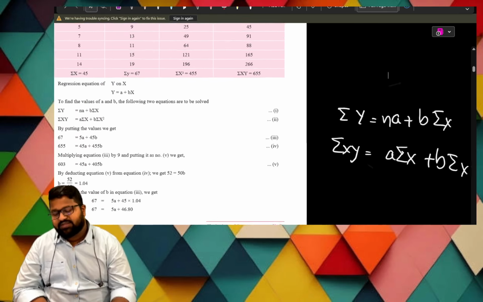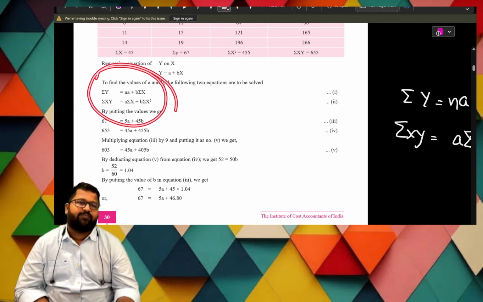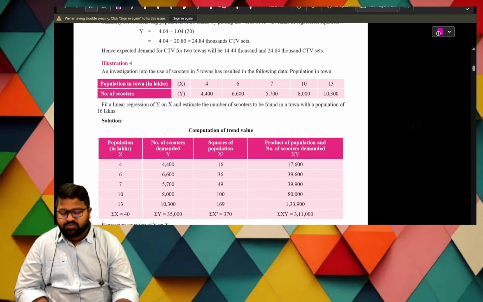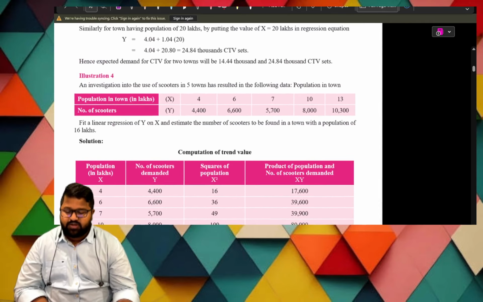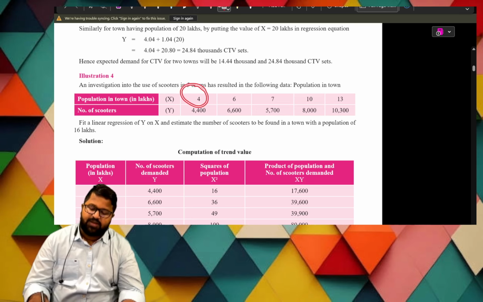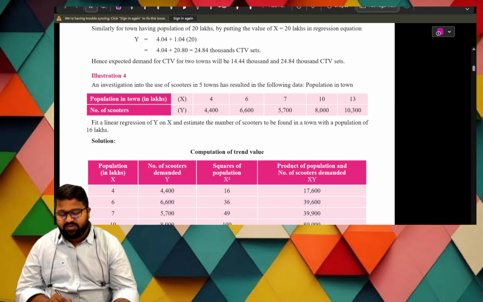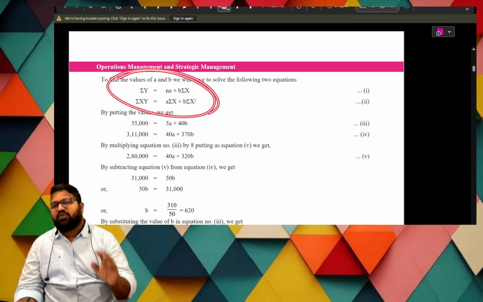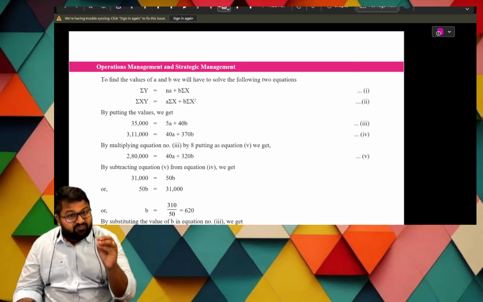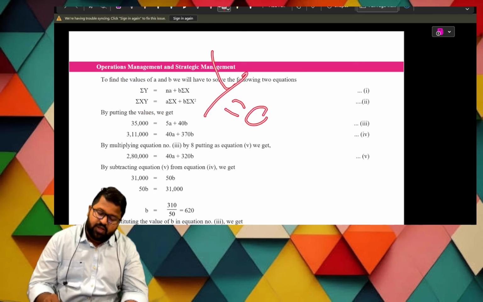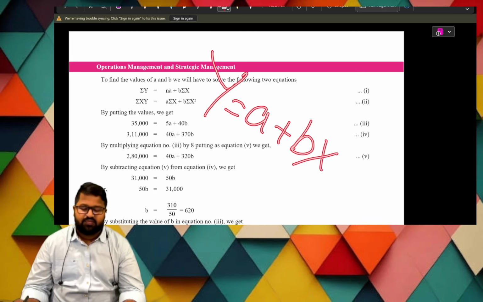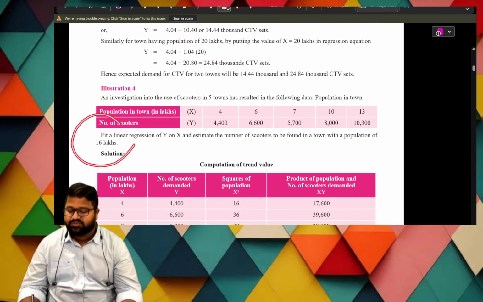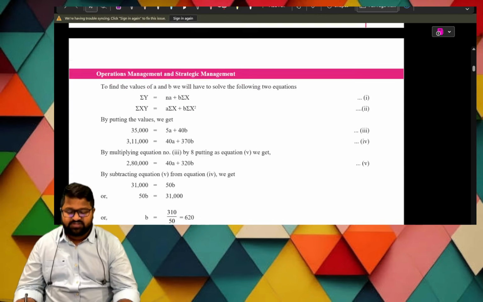See the problem. The only point is that these values have to be determined, and based on that we can solve the problem. The problem is easy, and the next problem is the same case. I'll explain the second kind of problem. Here we are given population and number of scooters. Here also we use the same equations to solve for a and b. Once we get the a and b values, we substitute in the equation y equal to a plus bx. He asked for only one population, 16 lakhs.